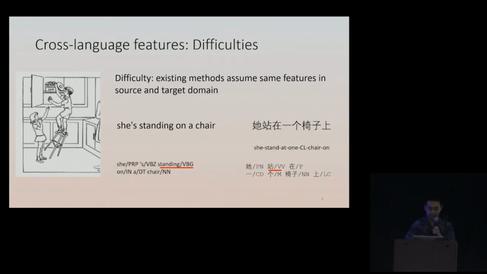And not only that, if you look at the part of speech breakdown of these sentences, you see that the part of speech for these languages are very different as well. So standing in English is like a present tense continuous verb, but Chinese doesn't have verb tenses. Instead of tenses, it has aspect. So if you try to make a feature like the number of present tense verbs, it just doesn't generalize across the languages. So we have to try something else here.